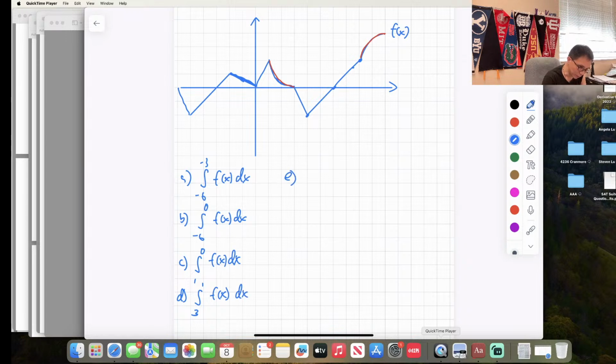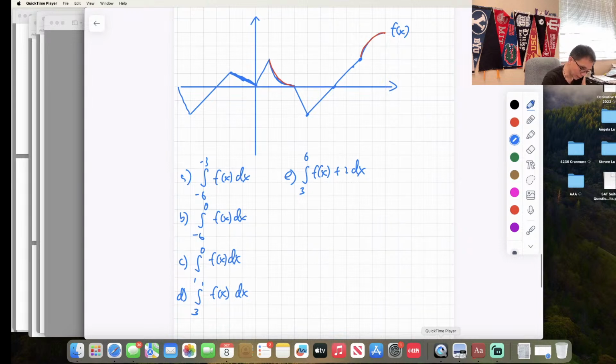E, what's the integration from 3 to 6 of f of x plus 2 dx? So what does plus 2 mean? F, what's the integration from 3 to 6 of the absolute value of f of x dx? So think of all of this in a geometric way.